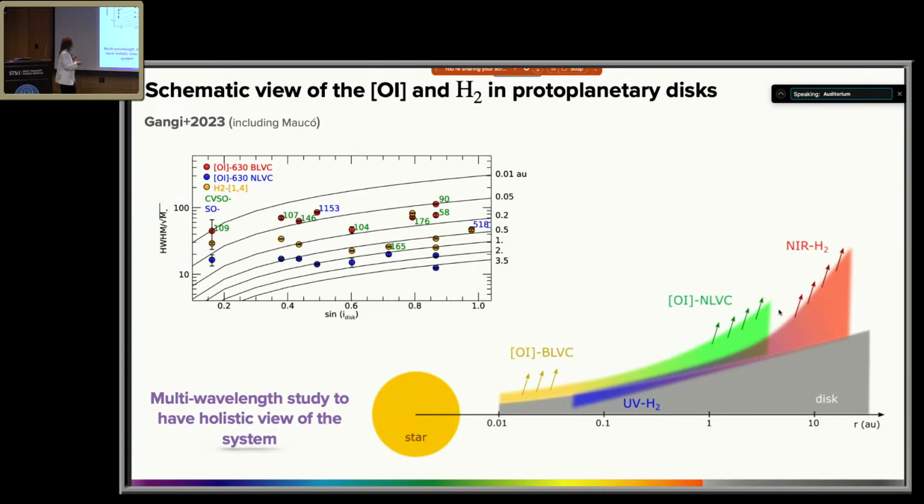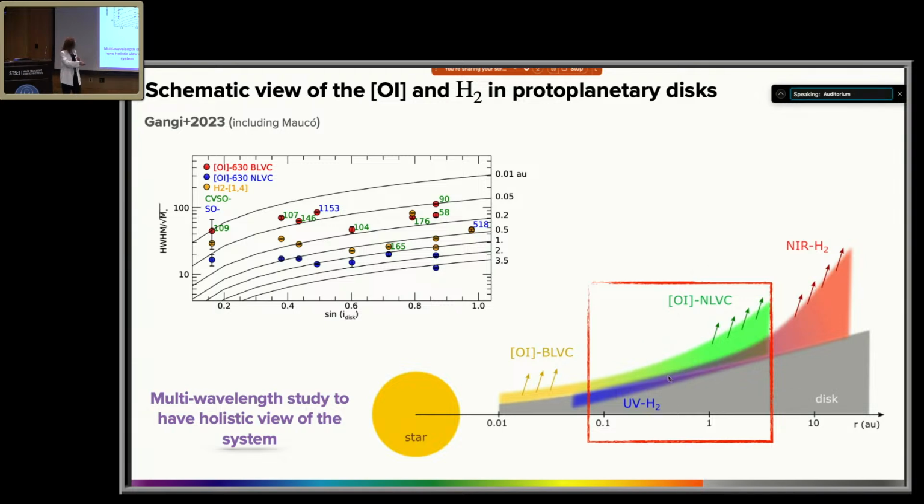That's what we did in this work, and this is the main result of this work by Manuel. This is the sketch of the system that we found given these observations. One cool thing that we can do, as Nicole was also saying, is that if you use the width of the lines that you fit and assume Keplerian broadening, then you can estimate the region of emission, where the lines are coming from. And as you can see here, very interesting, we found that the H2 emission from the UV is partially overlapping with the narrow low velocity component of the oxygen 1.